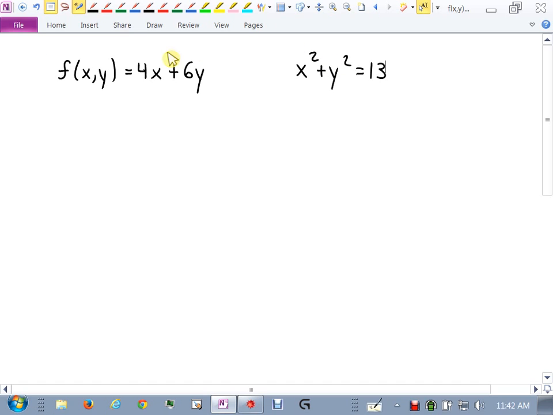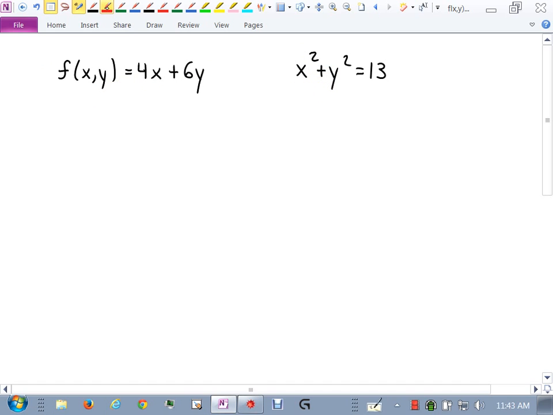I have a function of two variables. I have a single constraint, right? Function of two variables, single constraint. Because where we're headed is function of three variables, single constraint, function of three variables, two constraints. You can have as many variables and as many constraints as you possibly need to have. So let's try and get some of this language down. Function of two variables, single constraint.